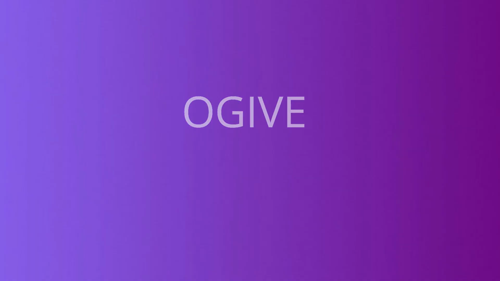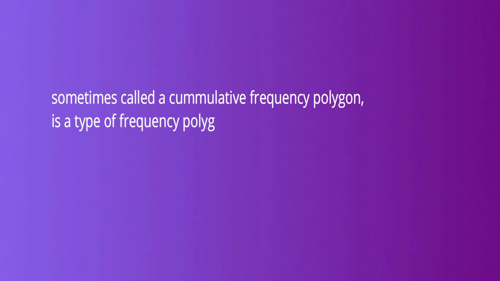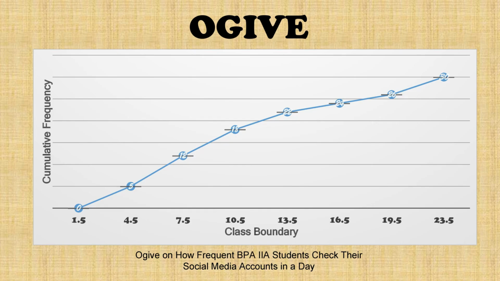Next is the ogive, sometimes called a cumulative frequency polygon. It's a type of frequency polygon that shows cumulative frequencies. For the ogive on how frequent the BPA-2A students check their social media accounts in a day, we will use the class boundary and the cumulative frequency of the grouped frequency distribution table.